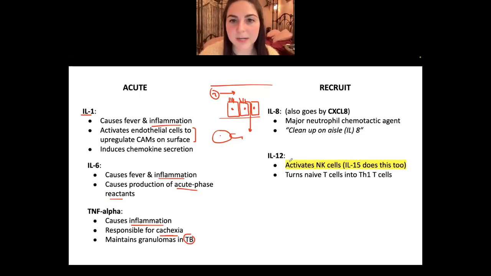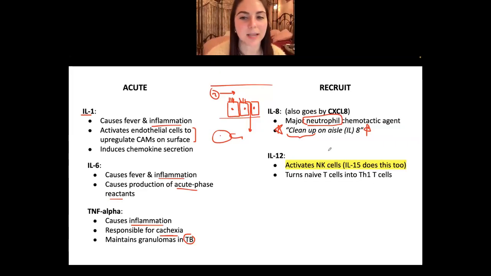Okay, and then these other three, IL-8 or CXCL8, this is neutrophils. So the way to remember IL-8 is clean up on IL-8. It's clever. And clean up because neutrophils are the ones that gobble up things. So they can gobble up the trash in that area. So clean up on IL-8 to call in your neutrophils.